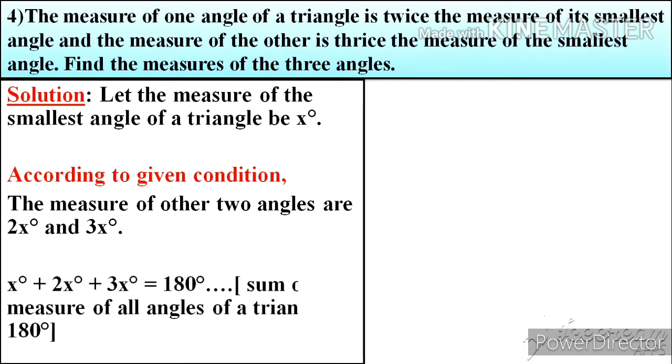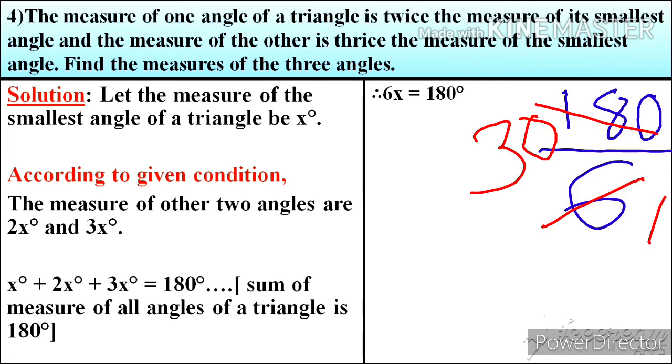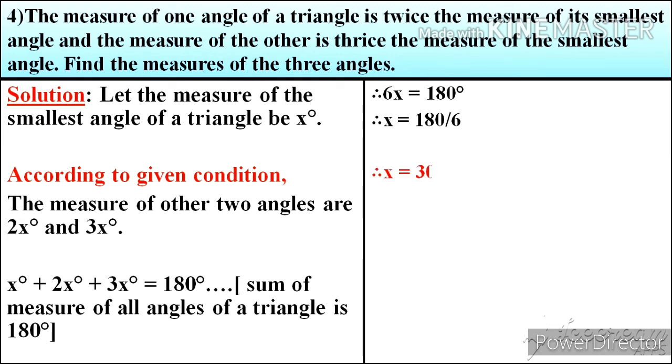Now addition of all the three angles, x degrees plus 2x degrees plus 3x degrees, equals 180 degrees. The property is that the sum of the measures of all angles of a triangle is 180 degrees. Here in total 6x equals 180 degrees. Therefore x equals 180 degrees divided by 6. Therefore x equals 30 degrees.